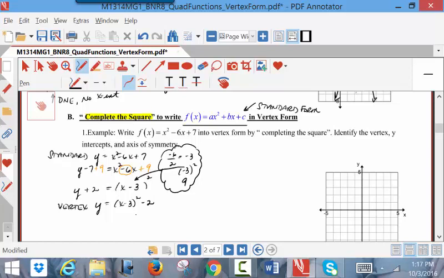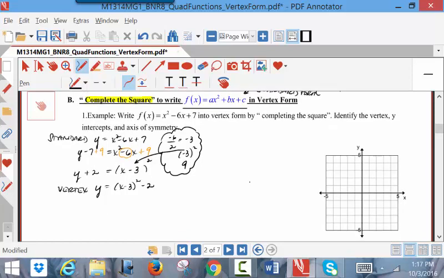So now that being done, now that I'm in vertex form, my vertex is to the right 3 and down 2. So it is 3, negative 2. There it is. So there's my vertex, and it's going to ask me the y-intercepts. The y-intercepts are a little bit easier than the x-intercept. So if I want the y-intercept, it's not asking me quite so many things. The y-intercept occurs where the x value is 0.